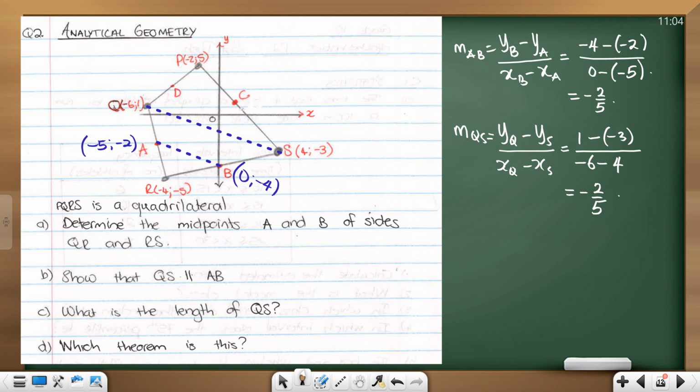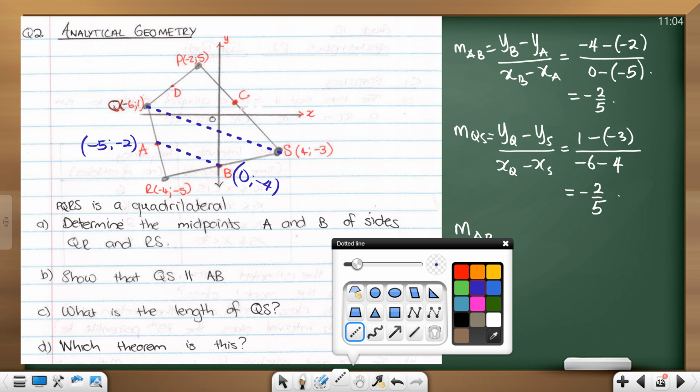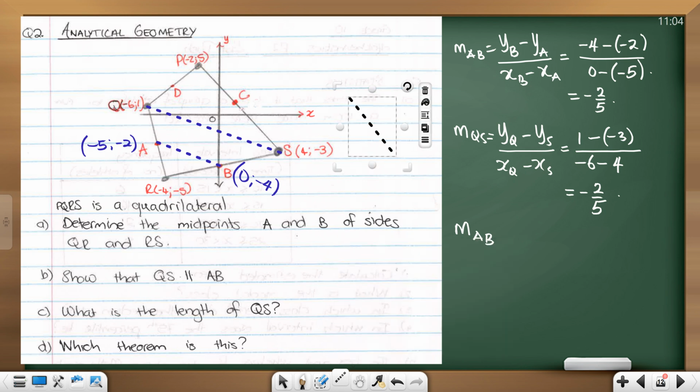Right. So we now see that the gradient, just look at the shape of the line. That's decreasing. From left to right, it's decreasing. So since these two are equal, therefore QS is parallel to what? Once you make a mistake and there's no one to ask you to check your answers, you're going to submit a script full of errors.